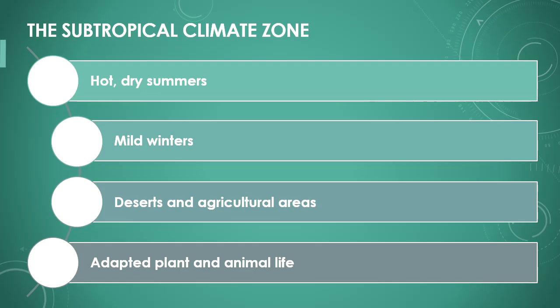The subtropical climate zone is located between the tropics and the temperate zones. Summers here are very hot and dry, while winters are mild. This zone is home to many deserts and semi-deserts, but also large agricultural areas used for growing fruits and vegetables. Animals and plants have adapted well to the dry conditions.